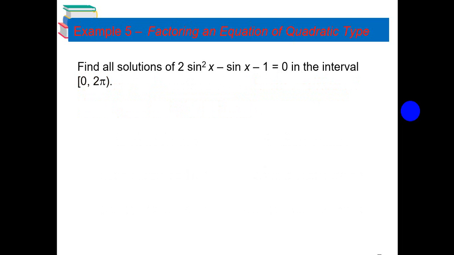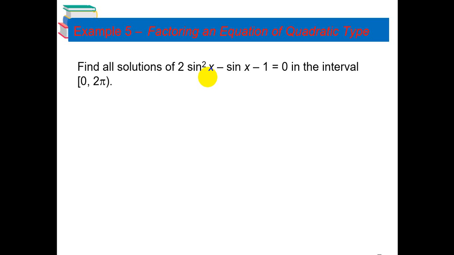The example has been shown on my screen. The question is: find all solutions of 2 sin squared x minus sin x minus 1 equal to 0 in the interval 0 to 2 pi. It means it's a particular solution, not a general solution, because we know that the sine function has the domain of all real numbers. So 0 to 2 pi means you have been asked to find the solution within its period. That will be known as your principal solutions. And I will show you how you could find the general solution as well.